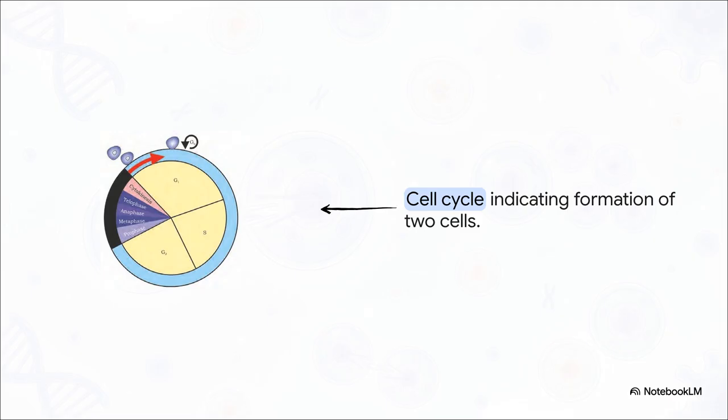Finally, the G2 phase acts as a final prep step, synthesizing the specific proteins needed right before the cell commits to the dramatic M phase.